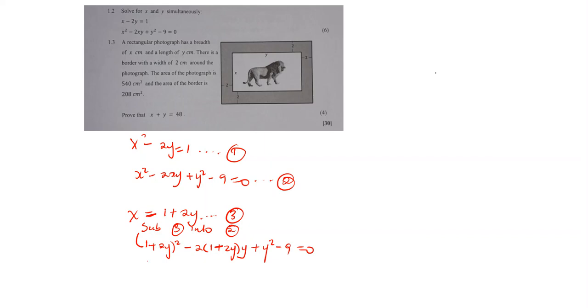As you are simplifying, you will discover that you will have 4y squared plus 4y plus 1 minus 2y minus 2y minus 2y minus 2y minus 4y squared plus y squared minus 9 equal to 0.